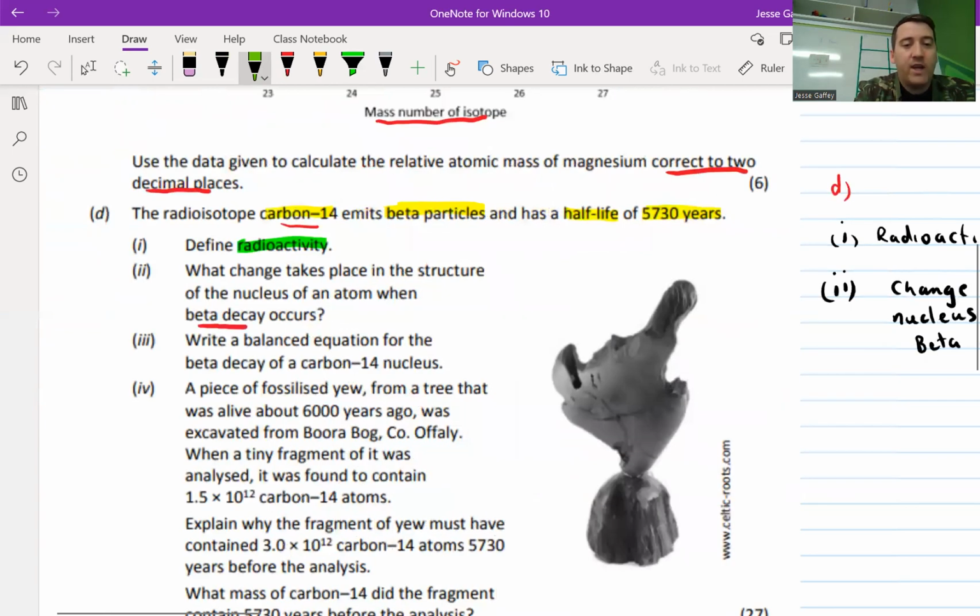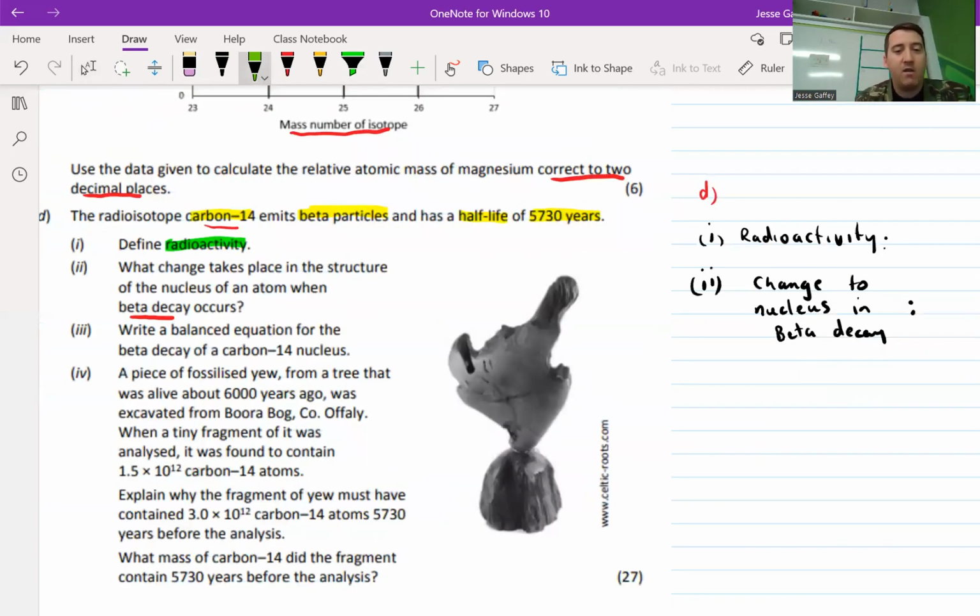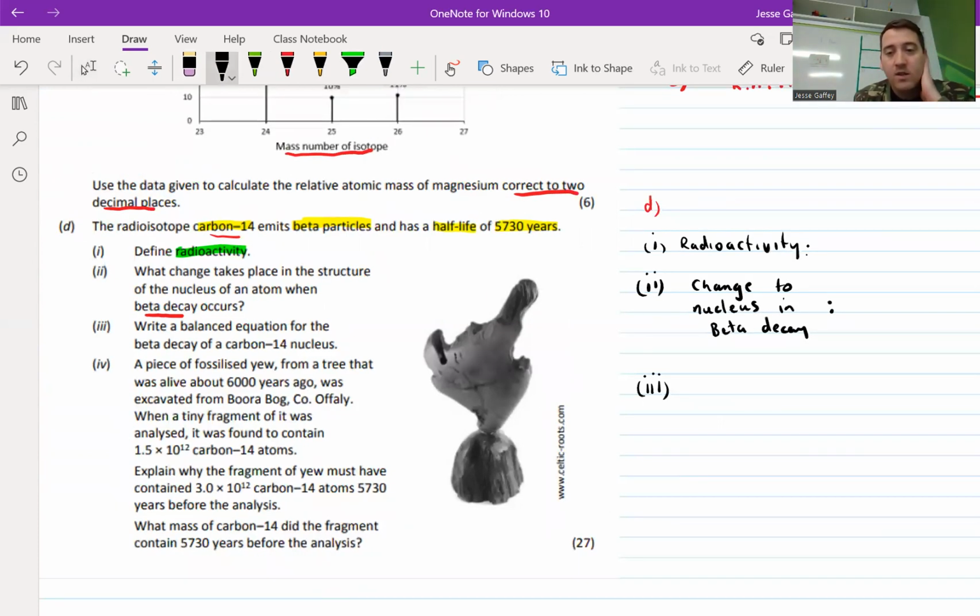Write a balanced equation for the beta decay of a carbon-14 nucleus. Okay, so we are going to pause the video here, and some of you will be able to do this by yourselves already. Pausing the video and doing that now. Okay, and if you're not able to do this, well, then I'm going to try and help you. Okay, so we're starting with carbon, and it's the carbon-14 isotope, so it has a mass of 14.